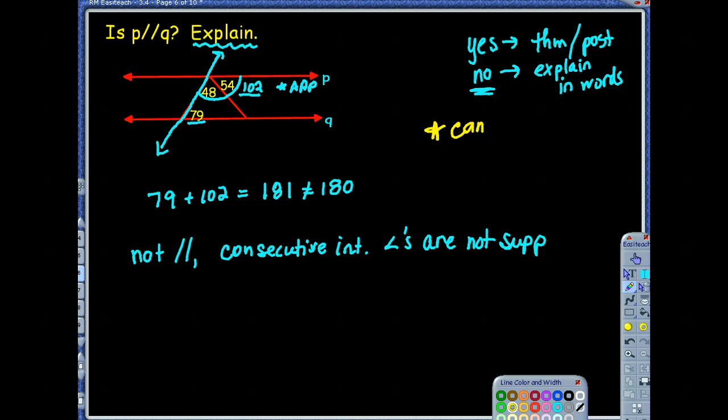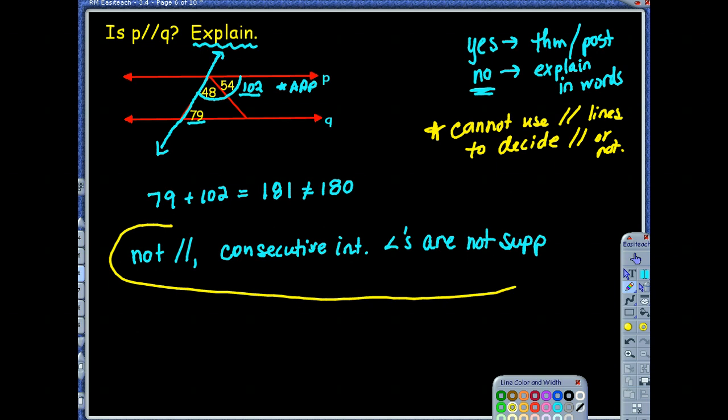Basically, we cannot use parallel lines to conclude anything, to find other angles, to decide parallel or not. You can't use what we're trying to prove in the actual example. So really here, what we've stressed with this is to show those consecutive interior angles. What do they equal when you add them together?